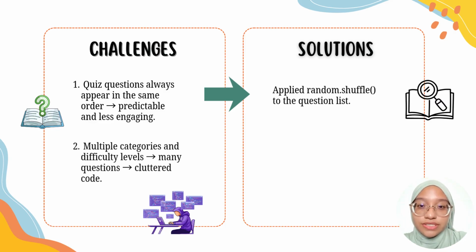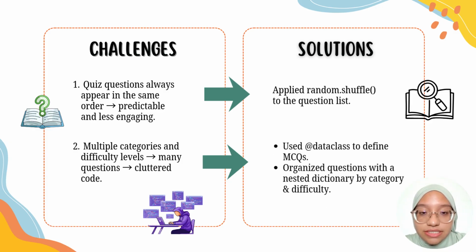The second challenge was managing a large number of quiz questions. Since our quiz includes multiple categories and different difficulty levels, the number of questions increased quickly. Without a proper structure, the code could become cluttered and difficult to maintain. To address this, we used a structured approach. First, we implement a data class to define the structure of each multiple choice question, including the question, options, and correct answer. Then, we organize all quiz questions using a nested dictionary based on category and difficulty level.